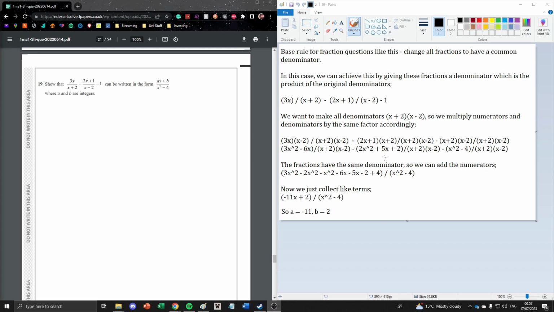Obviously again it's plus here, but there's a minus preceding it, plus 4, obviously because it's minus 4, and all divided by x squared minus 4. So again, now we're going to collect like terms. In the x squareds, we have no x squareds because 3 minus 2 minus 1. In the x's, we have minus 6 minus 5, so minus 11x. And then minus 2 plus 4. In the irregular numbers, we end up with plus 2. Obviously, all divided by x squared minus 4. So in this case, a is equal to minus 11 and b is equal to 2.